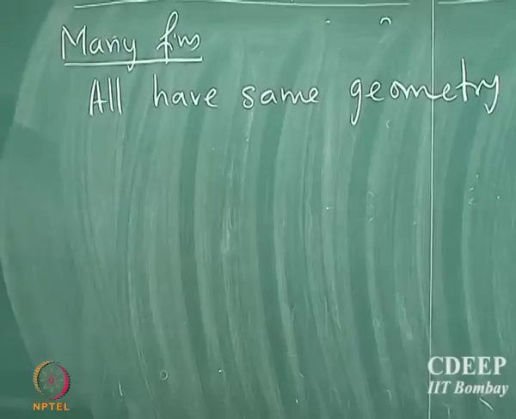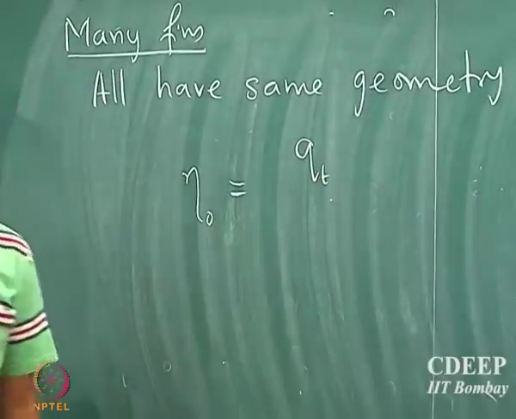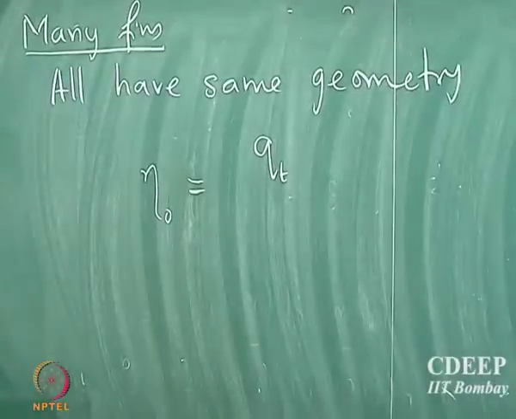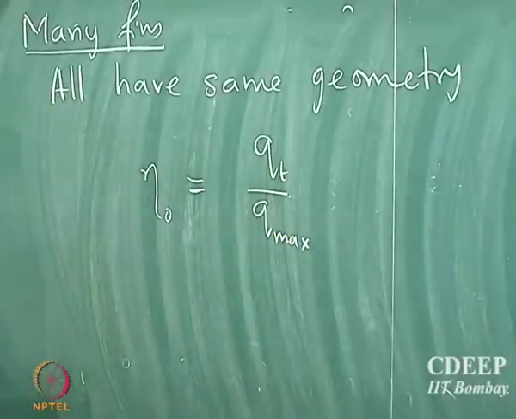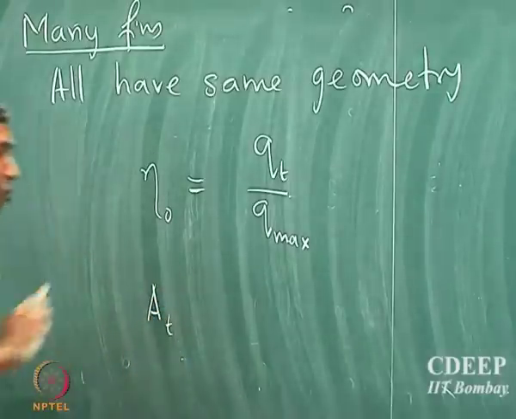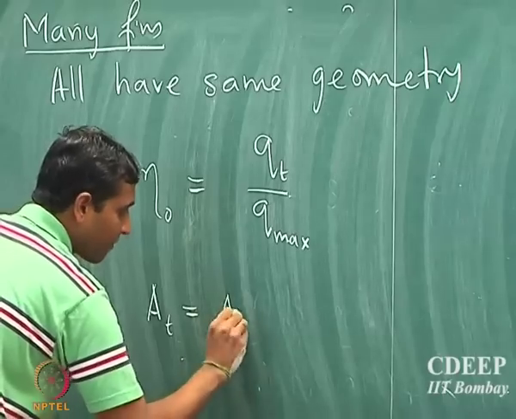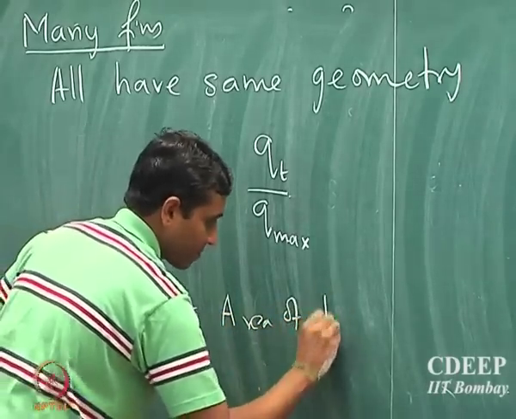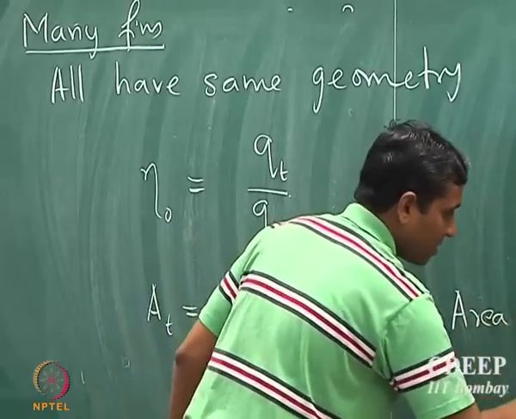then I could define something called an overall efficiency, eta naught, which is the total amount of heat that is transferred divided by the maximum that is transferred by all the fins together. Supposing AT is the total area. When I say total area, here I mean the area of all the fins plus the area of the exposed base.